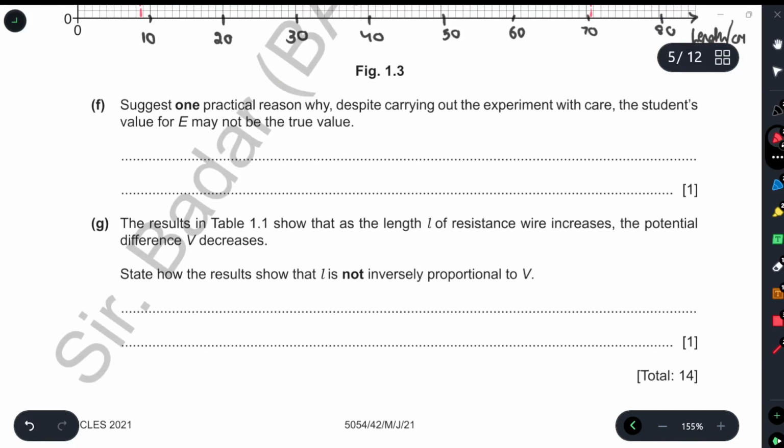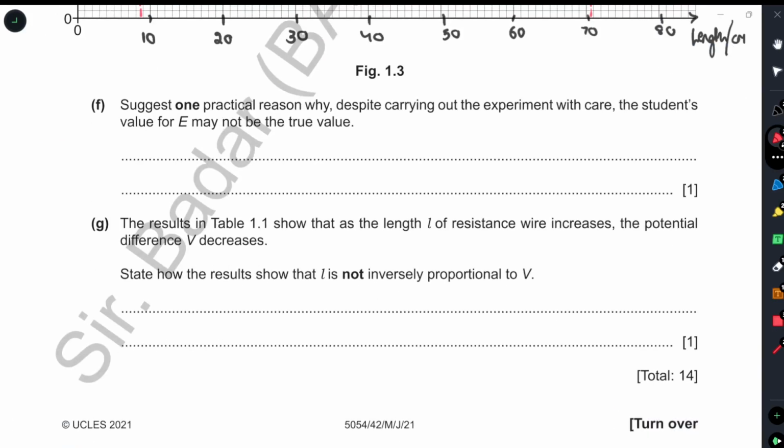Okay. Suggest one practical reason why, despite carrying out the experiment with care, the student's value for E may not be the true value. So again, obviously there are many reasons. One of the reasons, which we have already discussed, is the internal resistance of the battery, because of which the battery heats up. Any battery you see heats up. Now heat is usually when electrical energy is converted to heat energy. When does that happen? When your electricity comes across a certain amount of resistance.